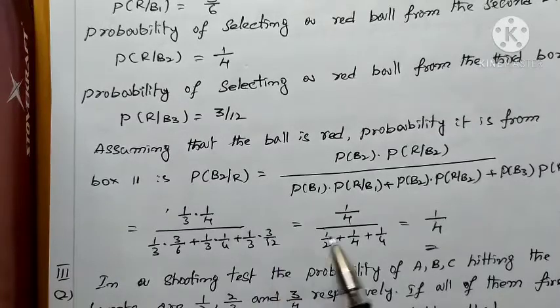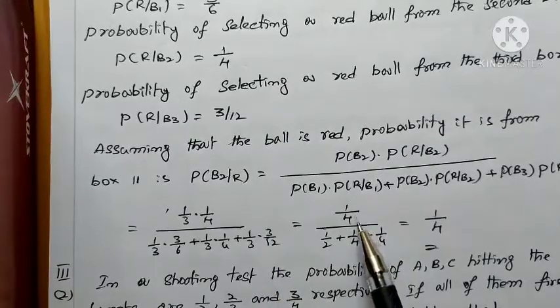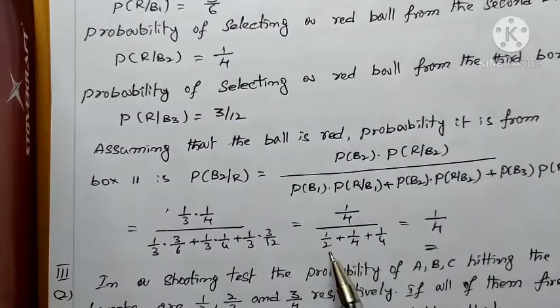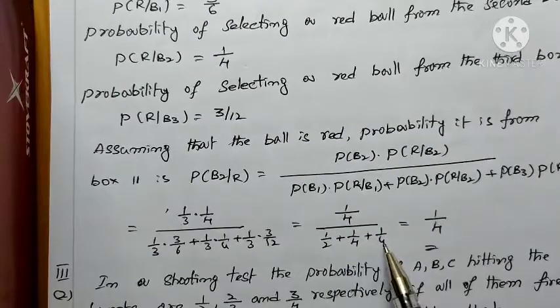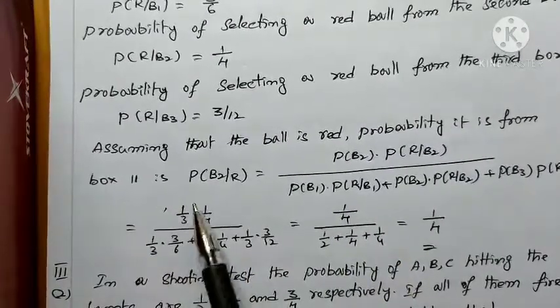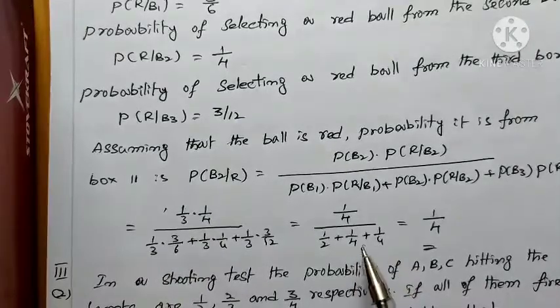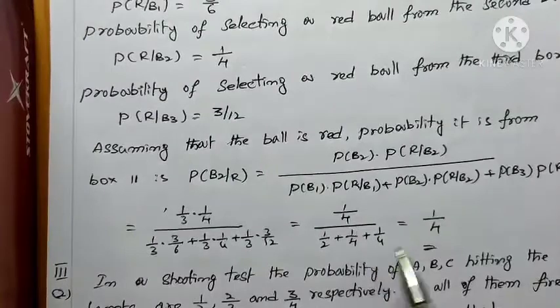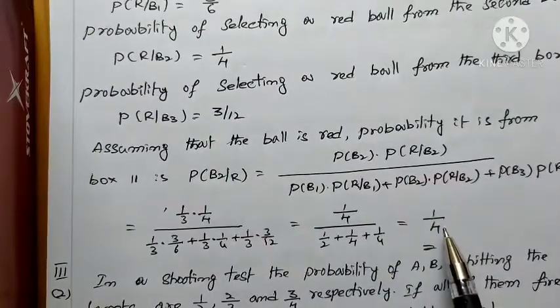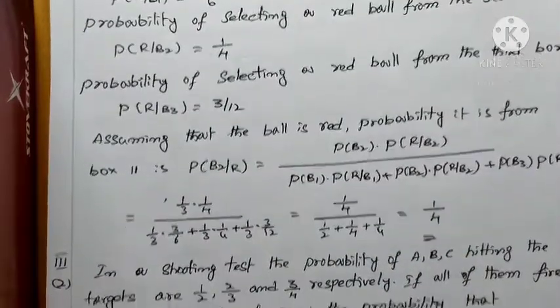If we simplify it, 1/4 divided by (1/2 + 1/4 + 1/4). Taking 1/3 common, the 1/3 gets cancelled. The denominator is equal to 1. Therefore, (1/4)/1 is equal to 1/4. Next problem.